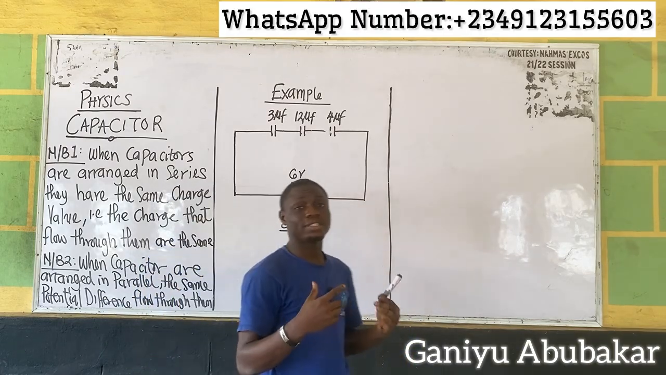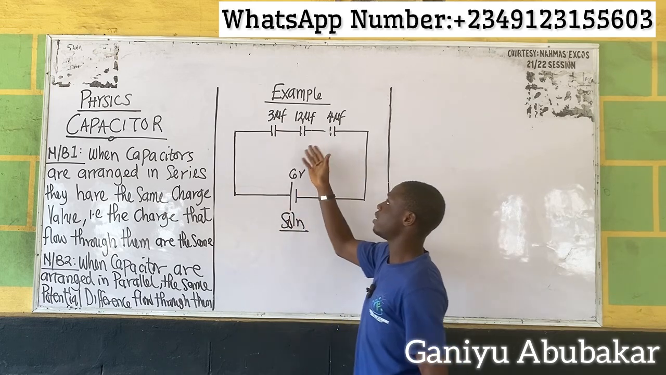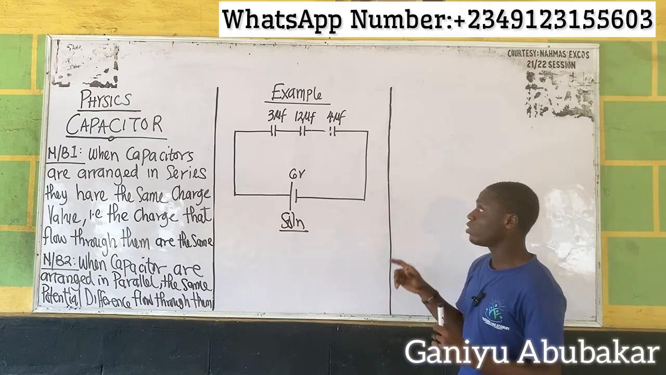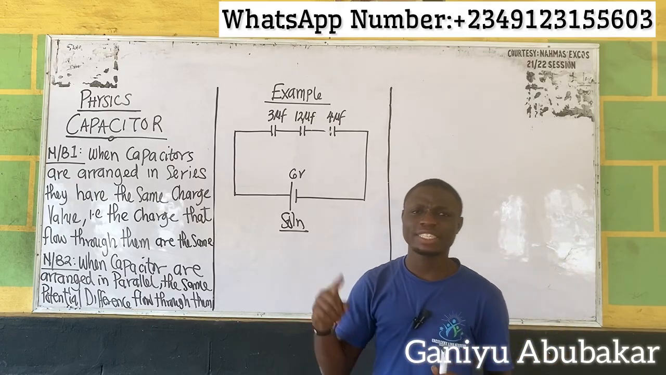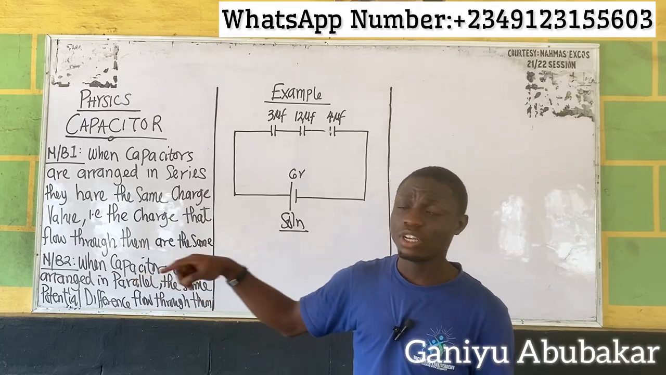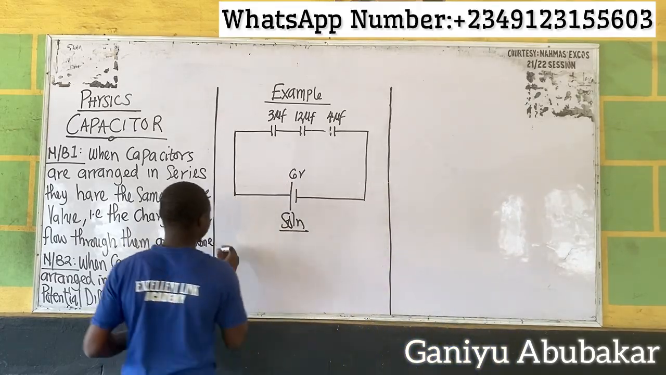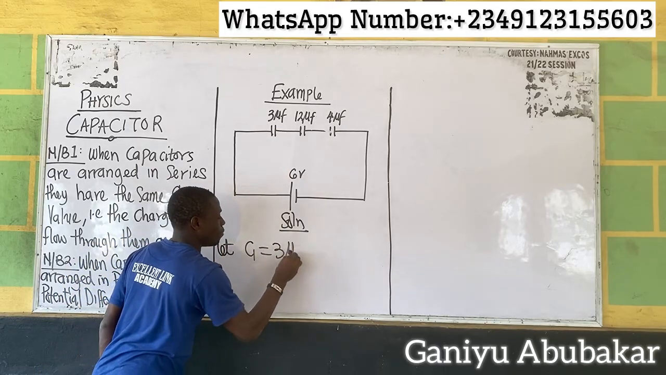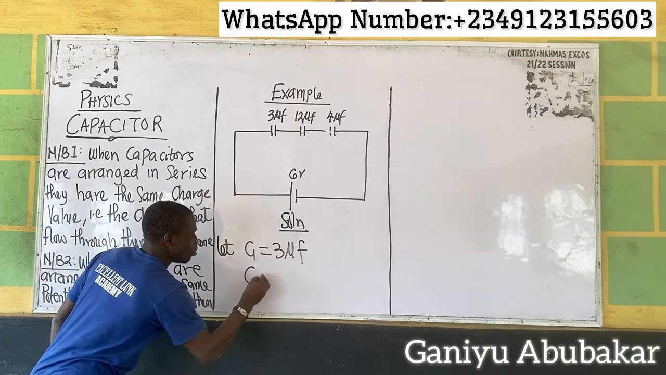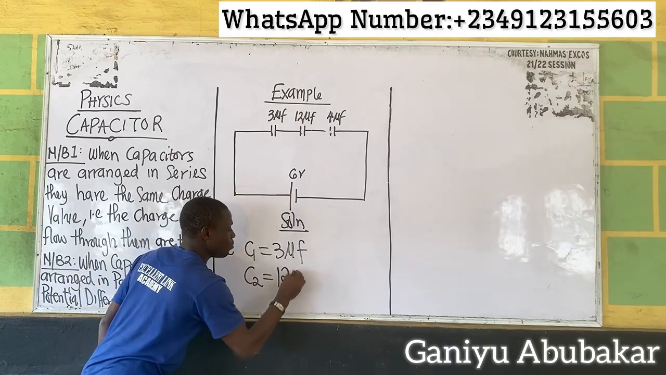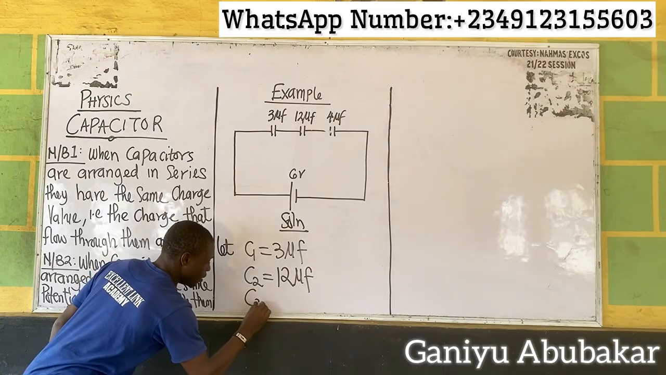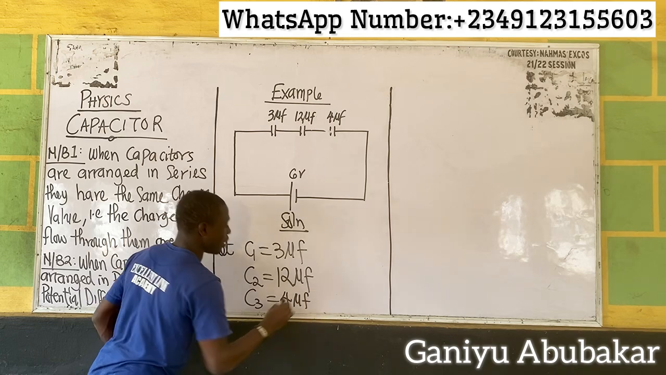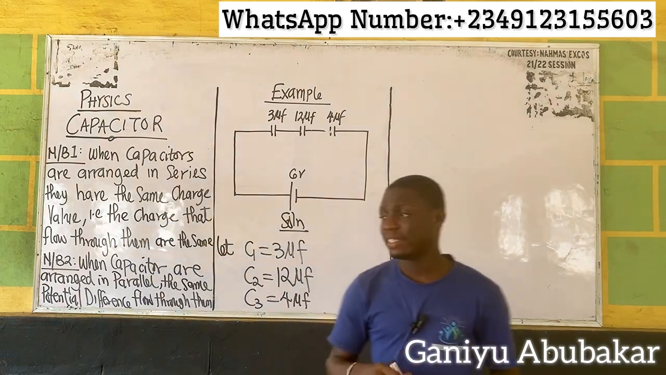Some persons will come and say, because it's a series arrangement, just say 1 over 3 plus 1 over 12 plus 1 over 4. It's not done that way, because in this case you're not given that C1 is this, C2 is this, C3 is this. So you have to label them first. First is first, let C1 be equal to 3 microfarad, let C2 be equal to 12 microfarad, and let C3 be equal to 4 microfarad. So identify C1, C2, and C3.